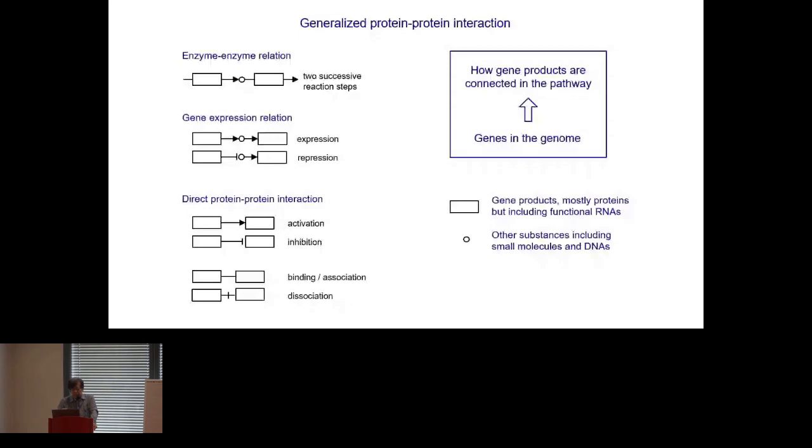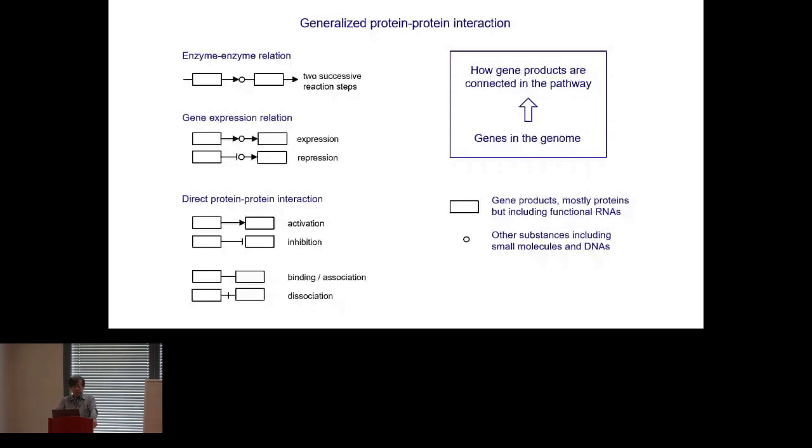This slide is another explanation of what we do. What we want to do is to connect genes in the genome to gene products, and how gene products are connected, forming networks in the pathway, or other molecular objects, including ontologies and so forth. So we consider three types of generalized protein-protein interactions, and this concept was from the beginning.